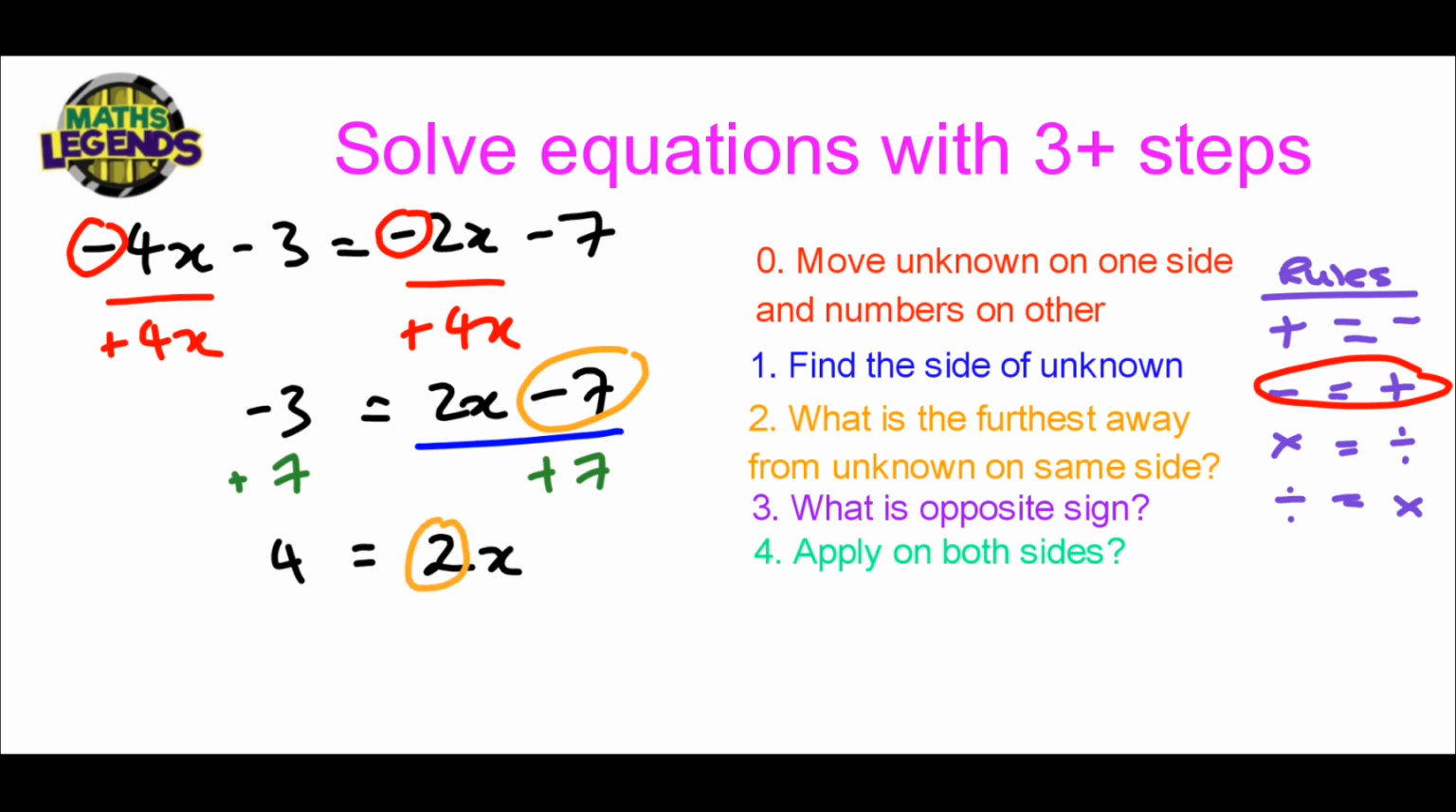We then need to get rid of the 2. Now 2x is the same as 2 times x. So we're going to use this rule here. So divide 2 on both sides. 4 divided by 2 is 2 equals 2 divided by 2 is 1, and that's x. So the answer is 2 equals x.